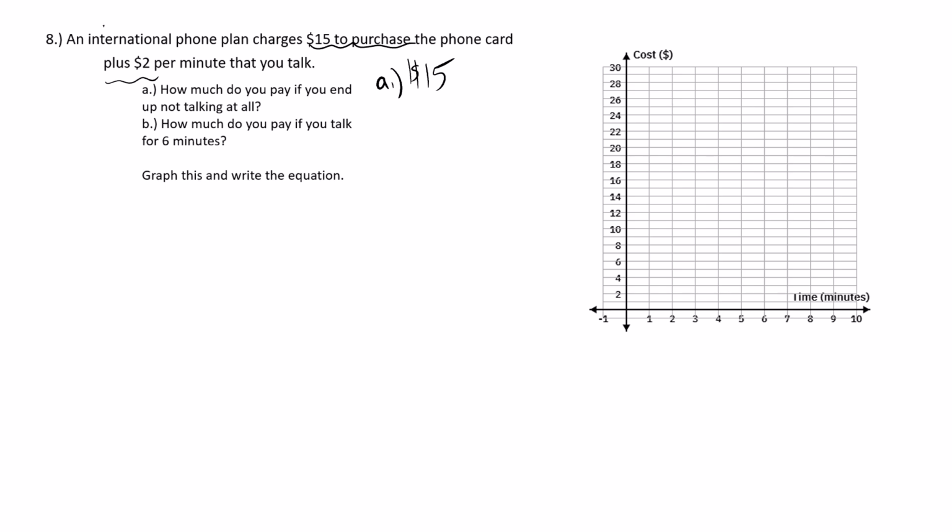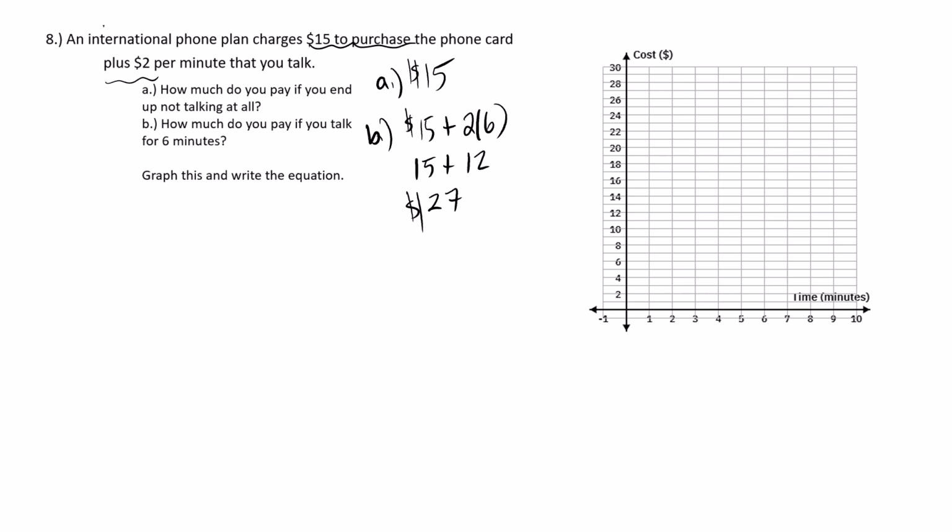Now, the second question is, how much do you pay if you talk for 6 minutes? In that case, you're going to pay the $15 plus $2 for each minute that you talk. So you call home, you check in with your mom, hey, I'm having a great time, or hey, I got food poisoning. I don't know what you're talking to your mom about, but you're talking for 6 minutes, okay? And so that would be 15 plus 12, or $27. So the next thing that you're asked to do is go ahead and graph this.